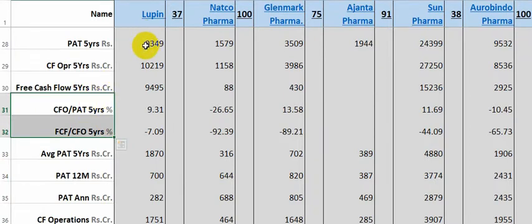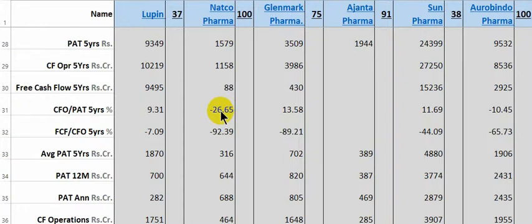So Lupin's profit over the last 5 years was 9,349 CR. Against these earnings, the company has generated cash of 10,219 CR, which is more than the earnings. Percentage-wise, it works out to 9.3% more than the earnings. Among other companies, for CFO to PAT, Natco Pharma had a negative cash flow from operations relative to its PAT.